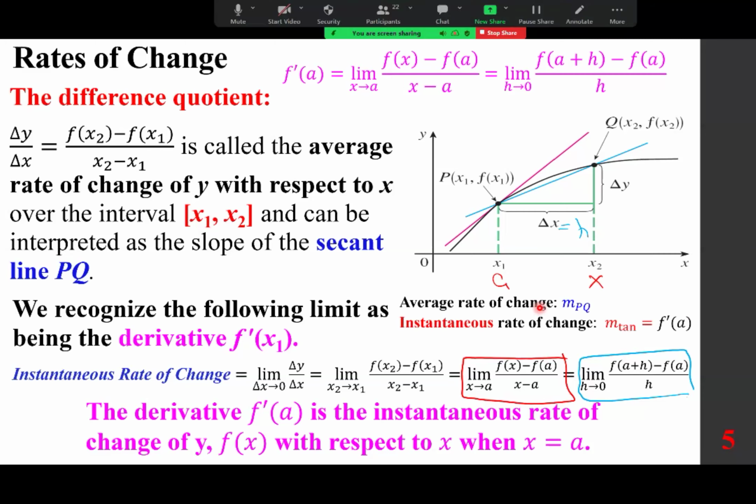Average rate of change is m of PQ, the blue line. Instantaneous rate of change is m of the tangent line, the red line, or f prime of a, in short.